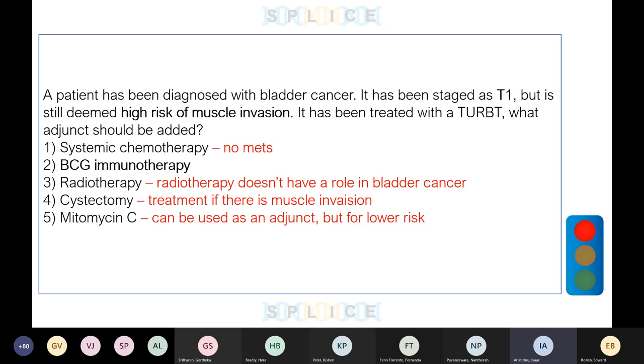So basically, if the tumor is high risk, you can add in an adjunct of this BCG immunotherapy. No idea how it works. I wouldn't recommend learning it. It's not worth it. They won't ask you about it.